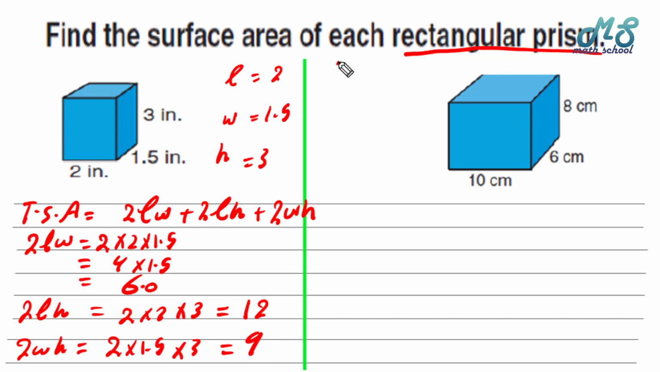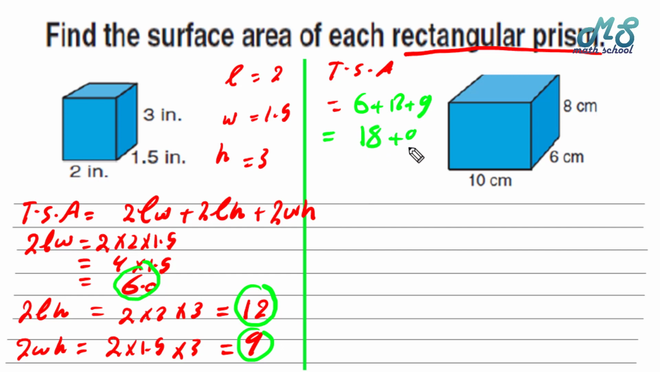Now, to find the total surface area, just add the 3 numbers. The first part is what? Yes, it is 6. The second part is 12. Finally, we have 9. So we can write 6 plus 12 plus 9. 6 plus 12 equals 18. 18 plus 9 equals 27 square inches. This is the total area of the rectangular prism.